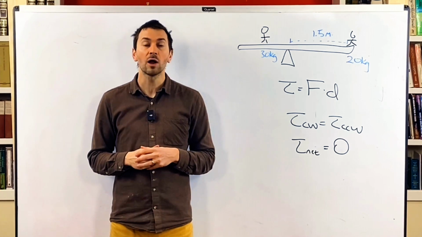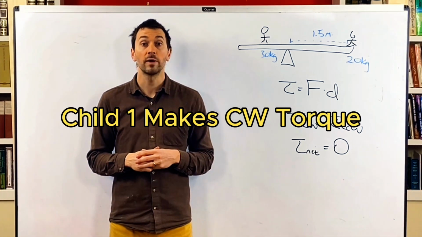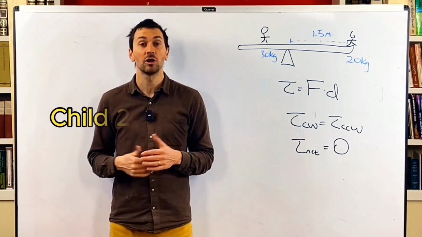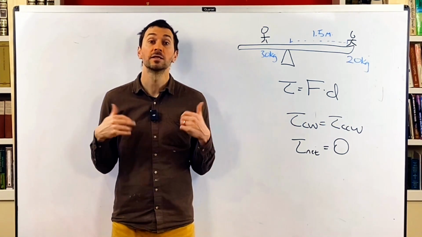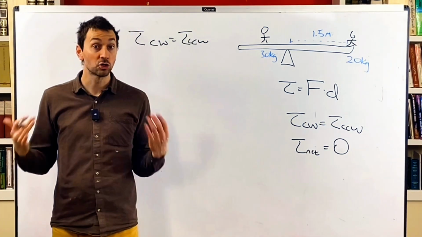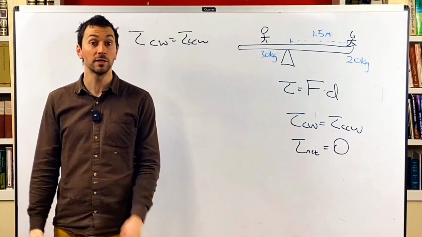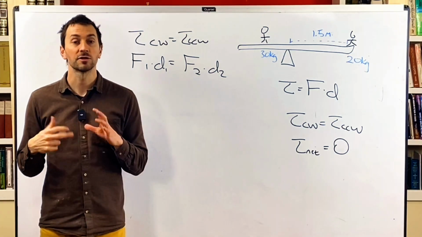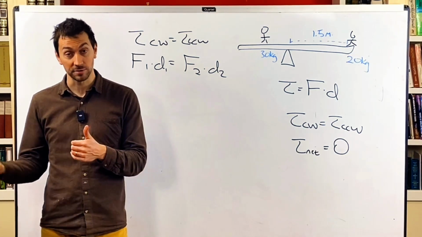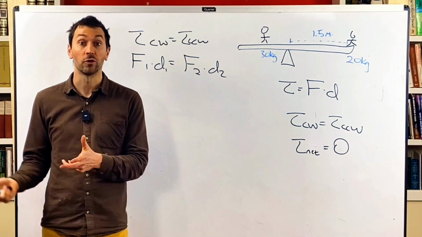So what's the clockwise torque in this case? The clockwise torque is child 1. The counterclockwise torque is child 2. Let's put in some variables to calculate the distance the second child should go. We write torque clockwise equals torque counterclockwise. So the force the first child applies times their distance away equals the force the second child applies times their distance. Torque 1 equals torque 2, basically.